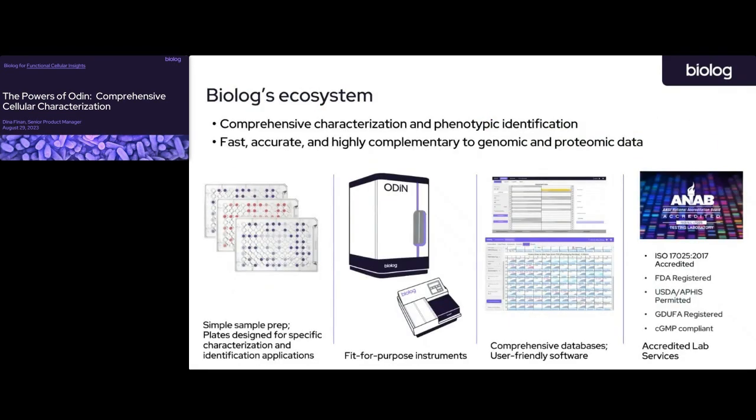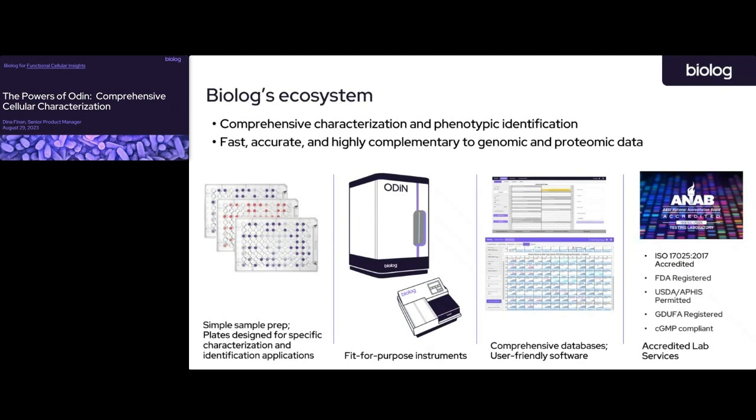And I'll just end by showing that we have a whole ecosystem to help our researchers characterize cells, and these can be both microbial and mammalian cells, and also for identifying microbes phenotypically. And we do this with our fit-for-purpose plates and the chemistry that I've talked about today. So Odin is the brand new 50-plate version of our instrument, but we also have a smaller instrument called the MicroStation that can read 1 plate at a time and can do microbial identification.